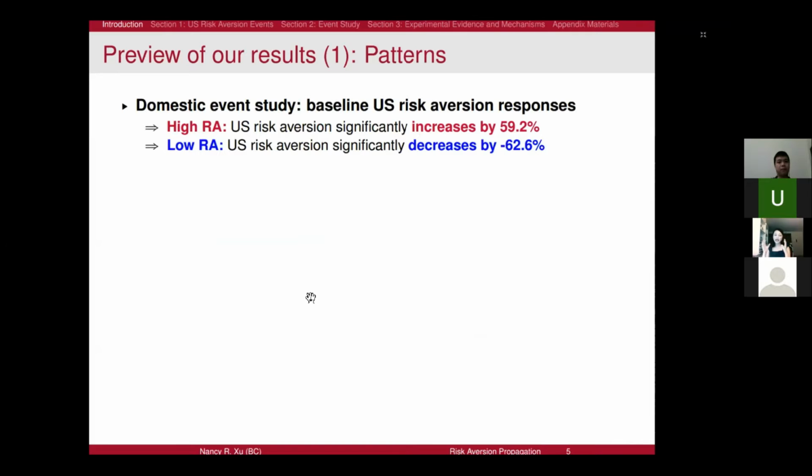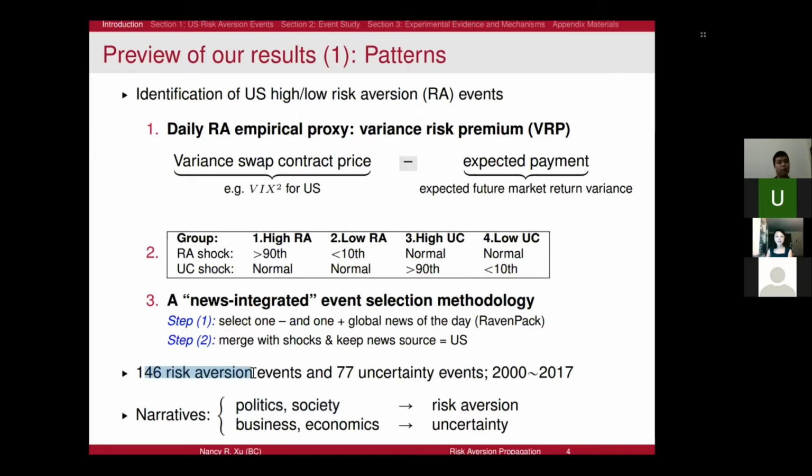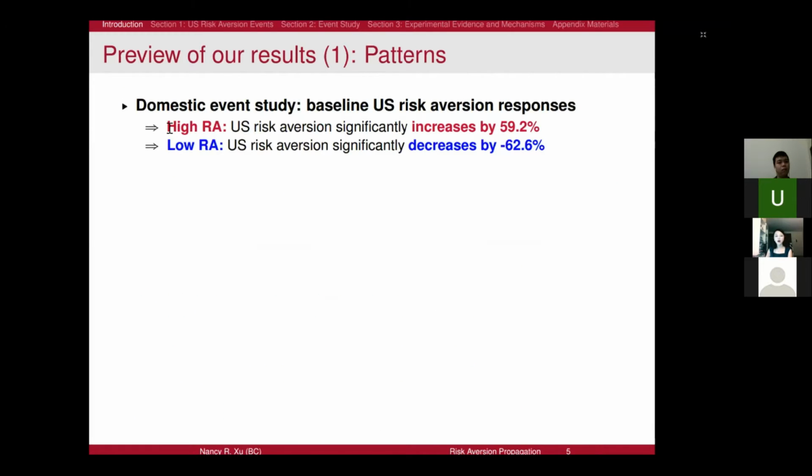Now, we have this set of events, high risk aversion US events and low risk aversion US events. The next task is event study. Because we identify these events, we want to see how much US risk aversion responds to these events as our baseline. Given these 146 risk aversion events, we found that on average, on high risk aversion event days, US risk aversion significantly increased by 59%, and on the low risk aversion event days, US risk aversion significantly decreased by 62.6%. So rather symmetric. That's one takeaway.